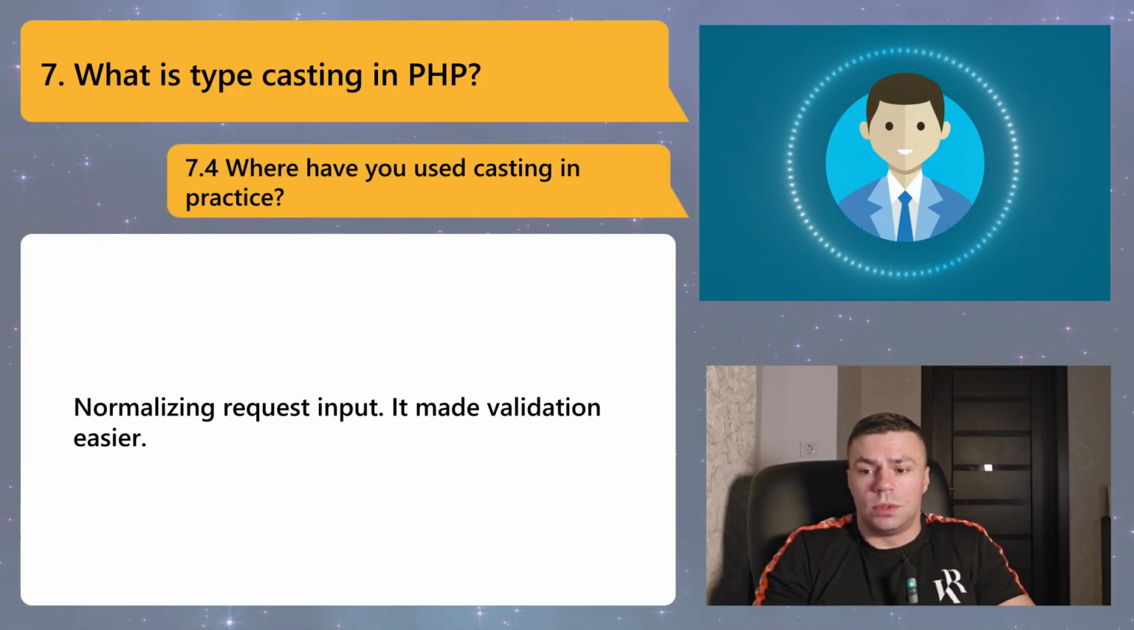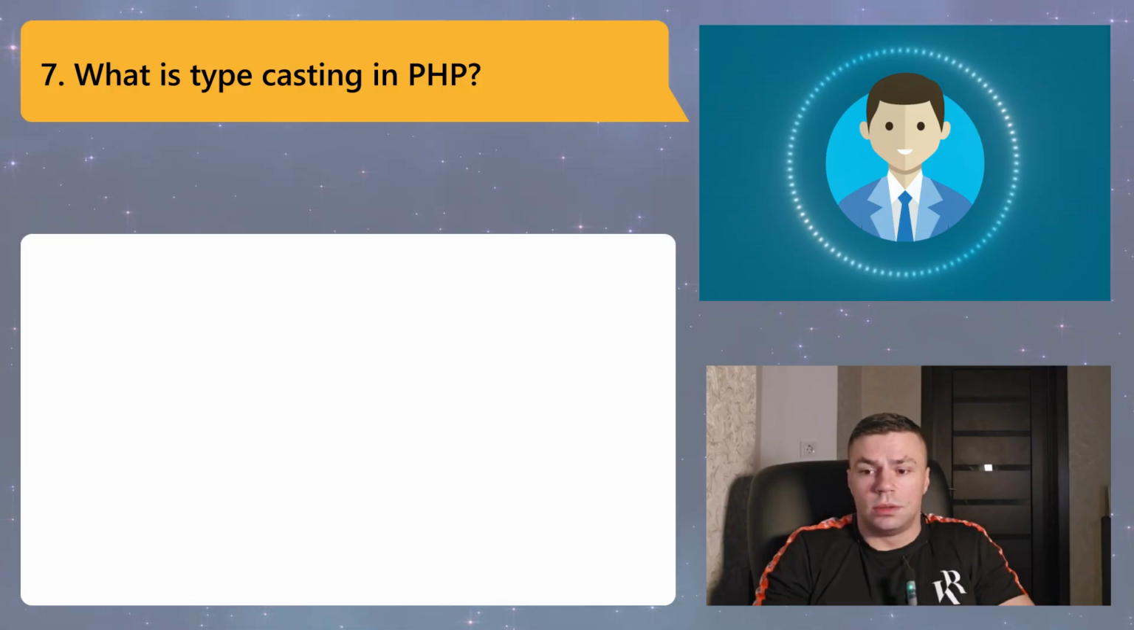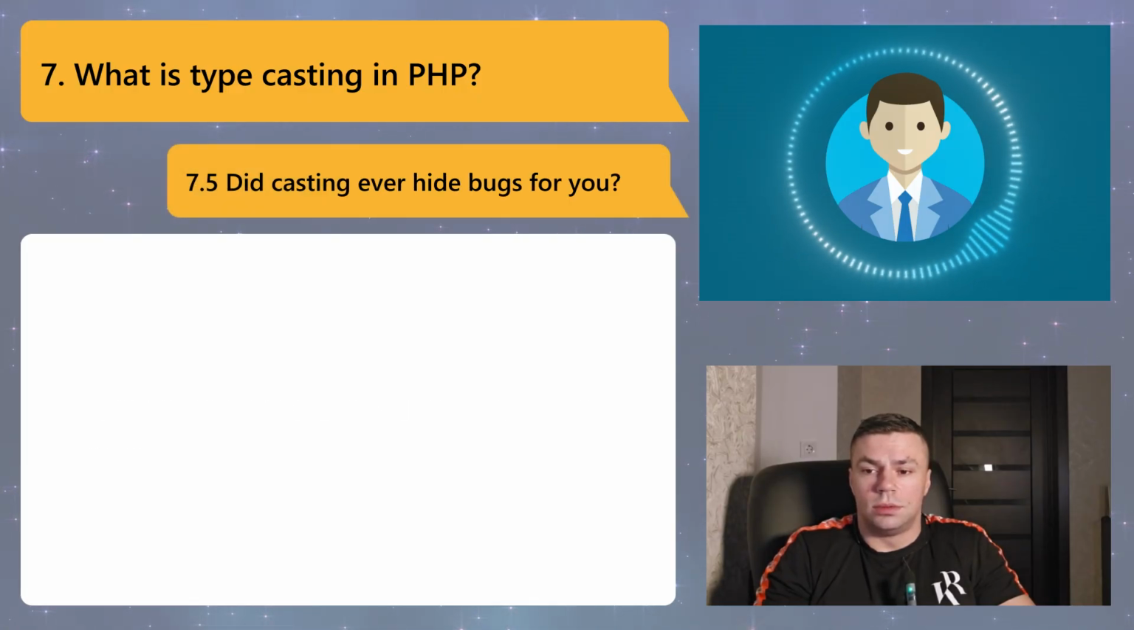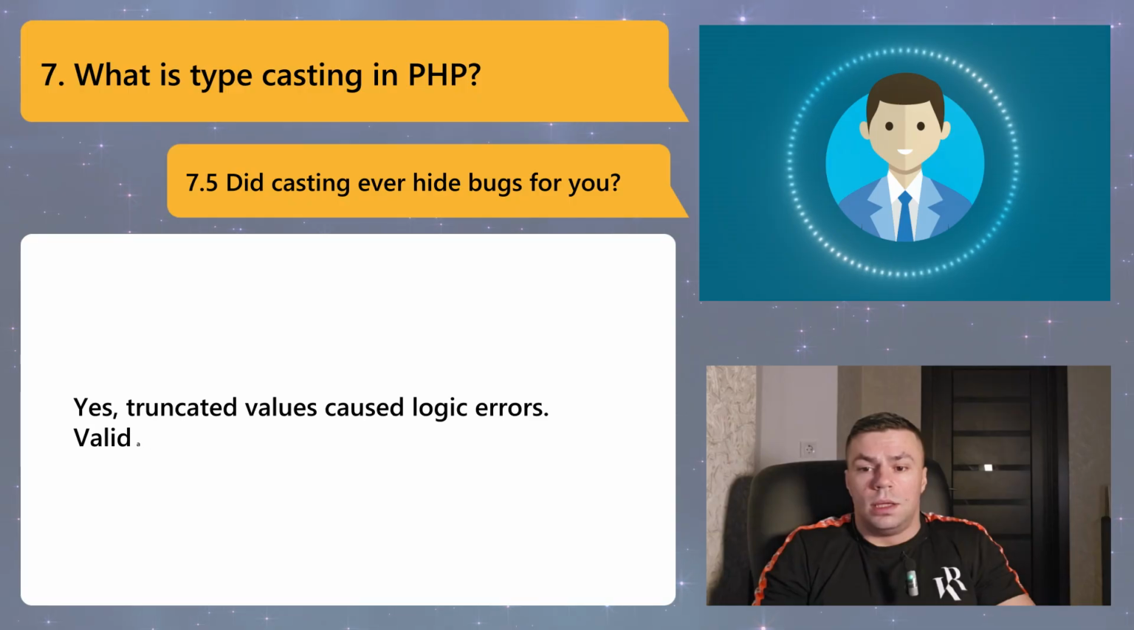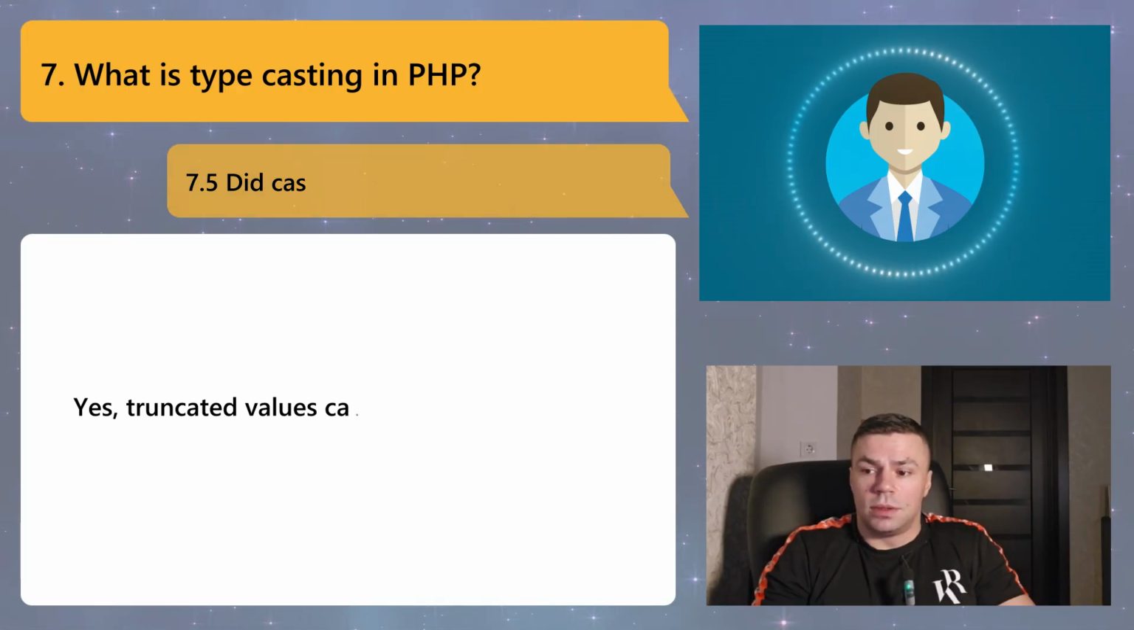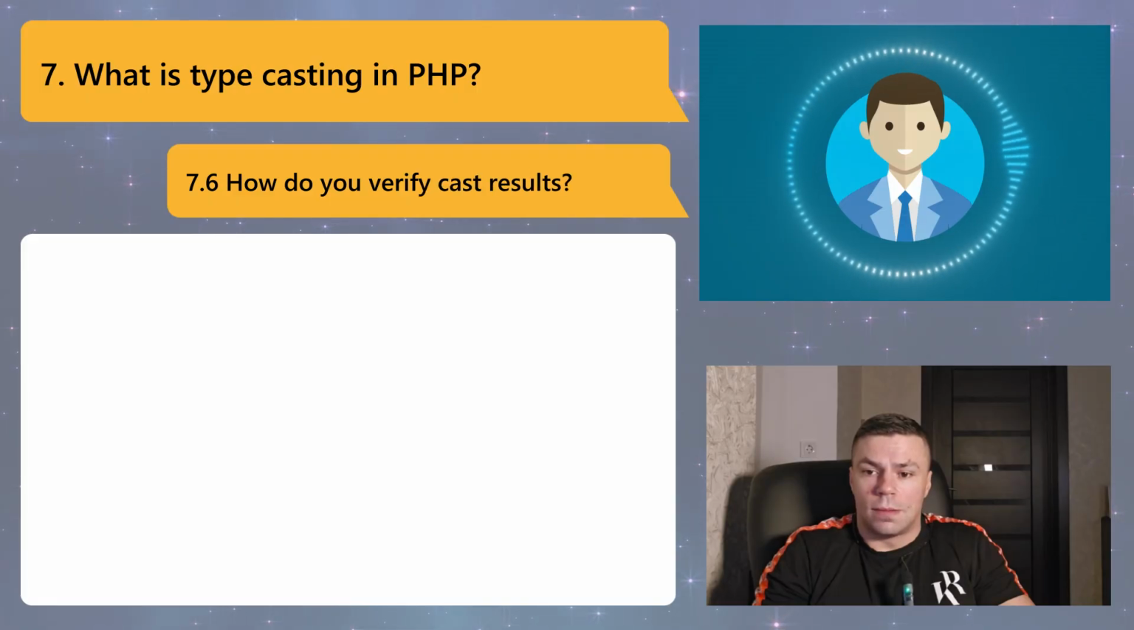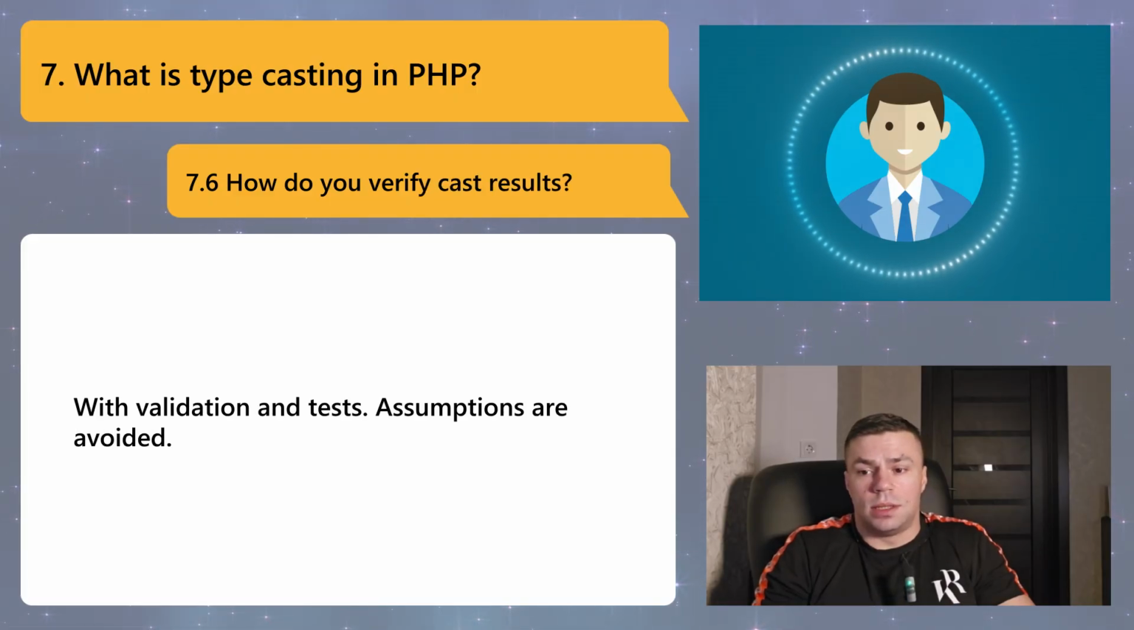Where have you used casting in practice? Normalizing request input, it made validation easier. Did casting ever hide bugs for you? Yes, truncated values caused logic errors. Validation was missing. How do you verify cast results? With validation and tests, so assumptions are avoided.